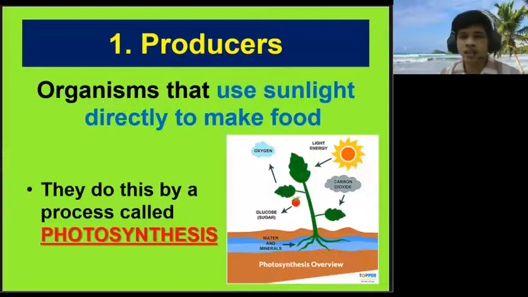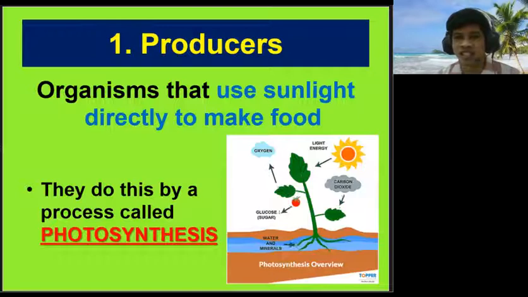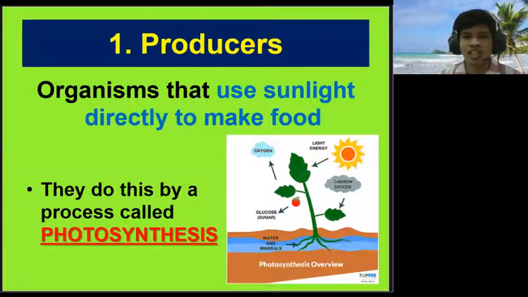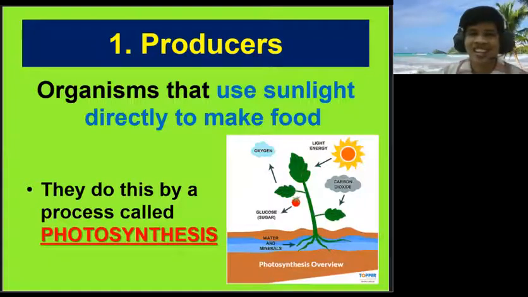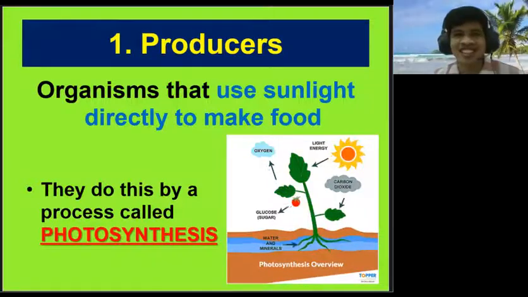And they do this by a process called photosynthesis. Okay, these organisms do this process called photosynthesis. All right, class, can you give me example of producers? I mean, organisms that use sunlight directly to make food. Okay, can you type on the chat box example of producers? Or if not, you can turn your mic on and just speak.